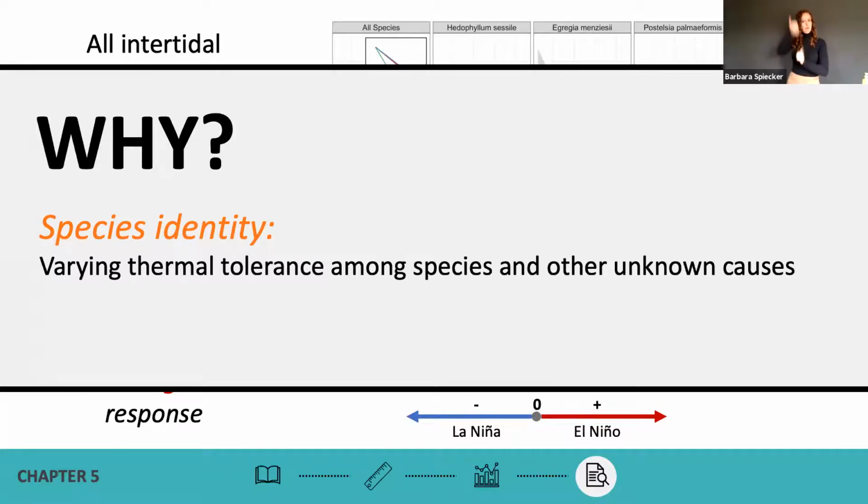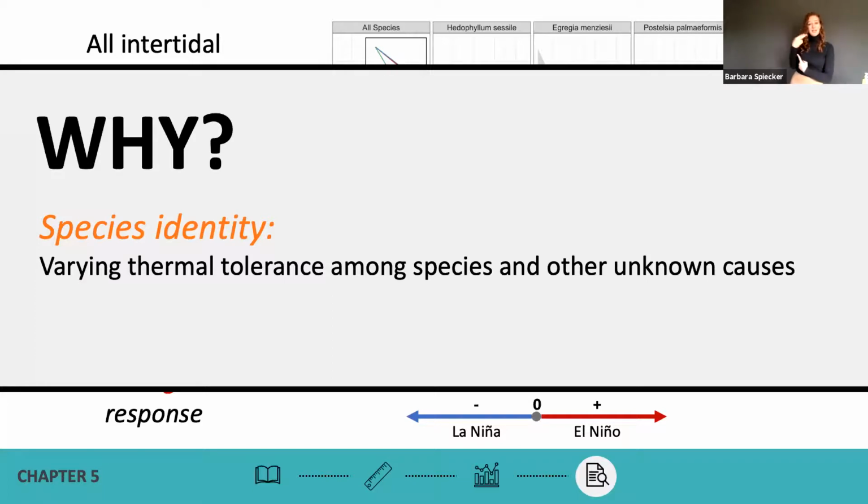Now we ask, well, why? Why would Egregia have the most negative response to increasing MEI across sites? This result actually is surprising because Egregia is found to be the most thermally tolerant of these 3 species. Studies have shown that Egregia may in fact be locally adapted to different thermal regimes. And if so, that actually could explain their strong negative response to increasing MEI in our study, because they were unable to acclimate to those sudden changes in their thermal environment with El Nino.